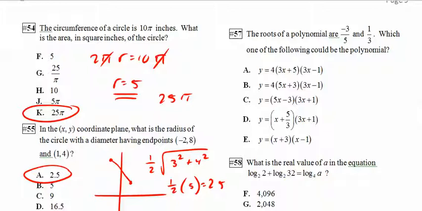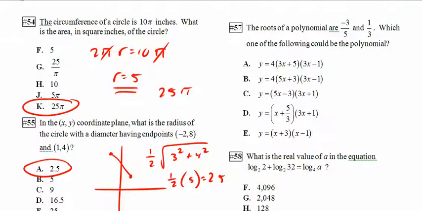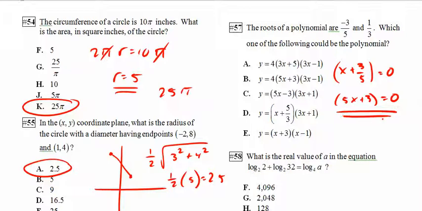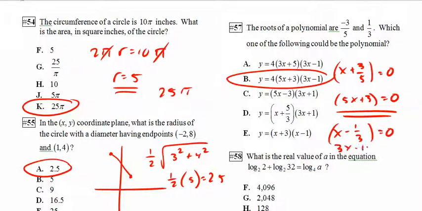Roots of a polynomial. Which of the following could be the polynomial? Well, let's solve this. It's x plus 3/5 equals 0. Multiply everything by 5. I get 5x plus 3 equals 0. So that's one root. 5x plus 3. And that's all I really need. I think that gets me there. Let's try the other side. X minus 1/3. 3x minus 1 equals 0. Done.